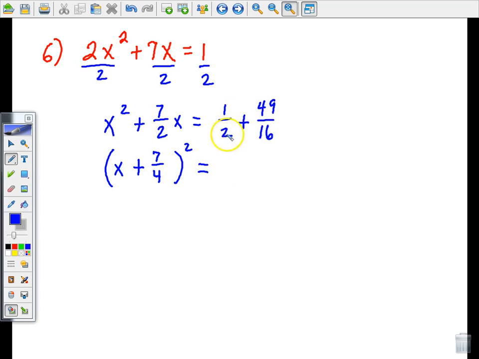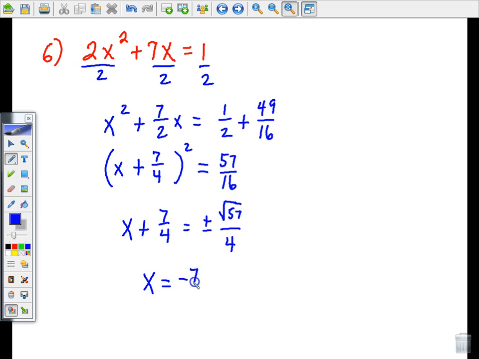All right, if we think of 1/2 as 8/16, and we add that to 49/16, that's 57/16. Square root of both sides. And once again, just think of the square root of each number separately. All right, we can't simplify the square root of 57, but we can simplify the square root of 16. And now we're going to subtract 7/4 from both sides.